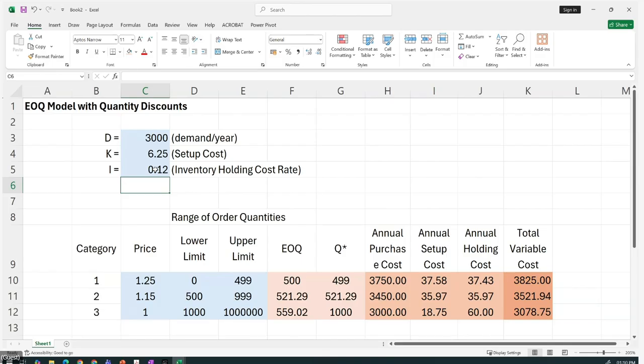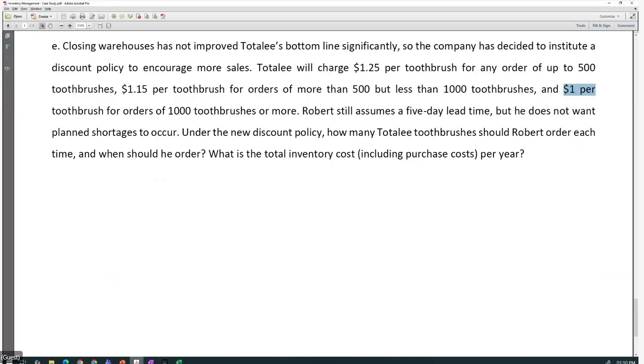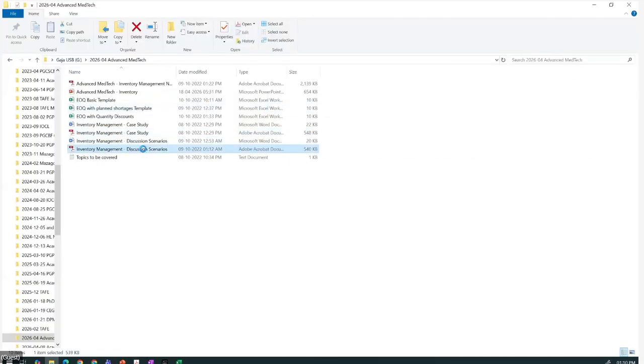So this template will help you to understand what to do and what not to do, especially when you are having price discounts. Okay, hope you got the idea. We look at one more scenario, and we'll quickly finish that.